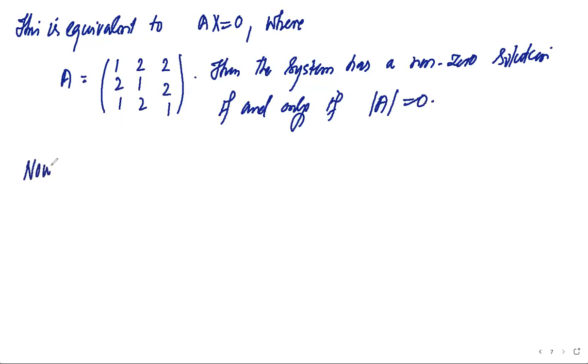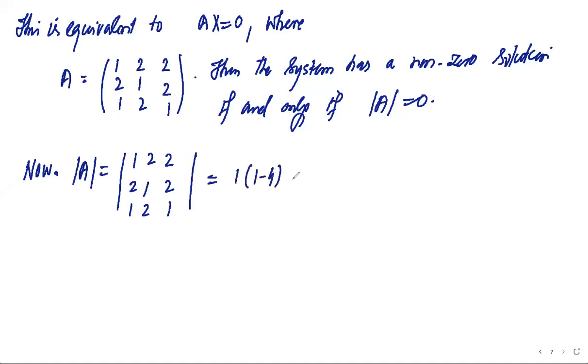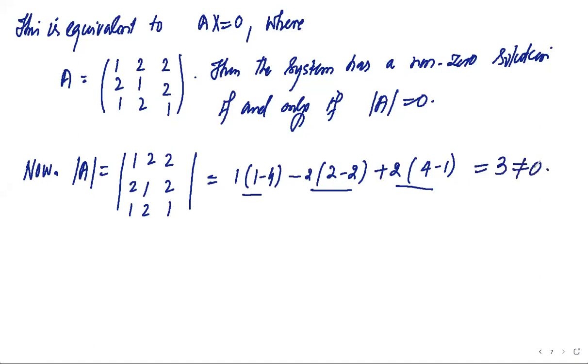Now, determinant of A is equal to the determinant of 1, 2, 2; 2, 1, 2; 1, 2, 1. देखिए किसके बराबर है ये? 1 into (1 minus 4), minus 2 into (2 minus 2), plus 2 into (4 minus 1). ये वाला 0 है. This is minus 3 and this is plus 6. So this is equal to 3, which is not equal to 0.